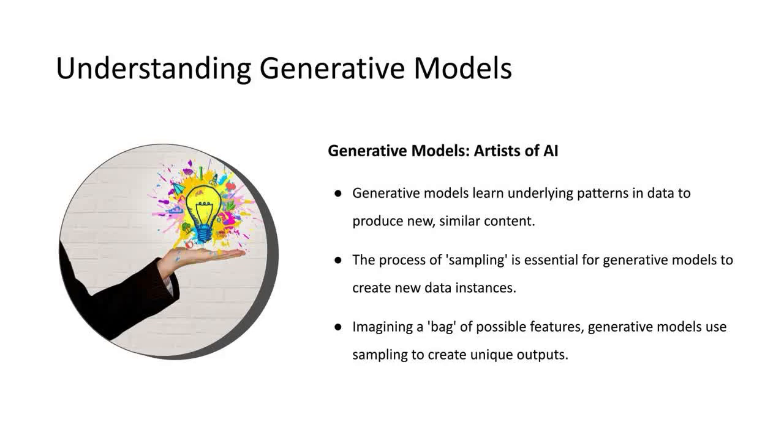However, the key to this creative process lies in sampling. Imagine a generative model as an artist reaching into a giant bag filled with all possible features, colors, and styles gleaned from the data. Sampling allows the model to pull out a unique combination of these features, just like the artist selecting a specific palette and brushwork for their next masterpiece. This process of selecting and combining features is repeated numerous times, resulting in a multitude of never-before-seen creations, each one drawing inspiration from data but ultimately unique.